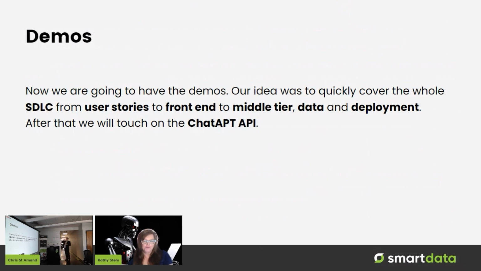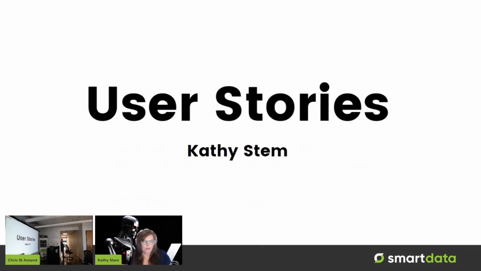For those of you who don't know me, my name is Kathy Stem. I'm a business analyst here at Smart Data. As Chris made abundantly clear, this Lunch and Learn focuses on AI's role in software development, but also, as he mentioned, the software development lifecycle. Before you can develop good software, you need good user stories. AI can be quite helpful in helping you write both stories and acceptance criteria.